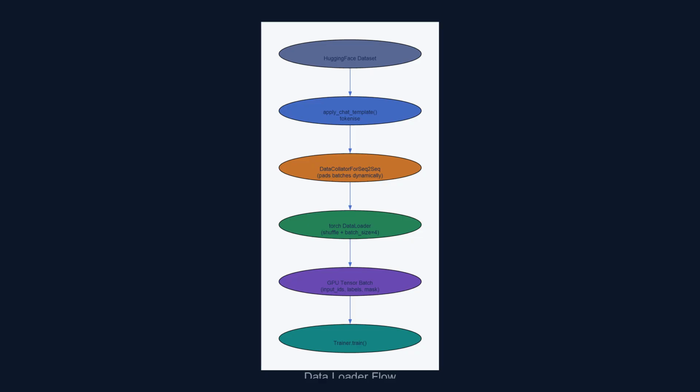What comes out the other end is a GPU tensor batch containing 3 arrays: input_ids with the token sequences, labels with the shifted targets for computing loss, and the attention mask. That batch goes directly into trainer.train, which runs the forward pass, computes the loss, and updates the weights. Every step in this chain is necessary. A misconfiguration at any stage produces incorrect gradients or silent training failures.